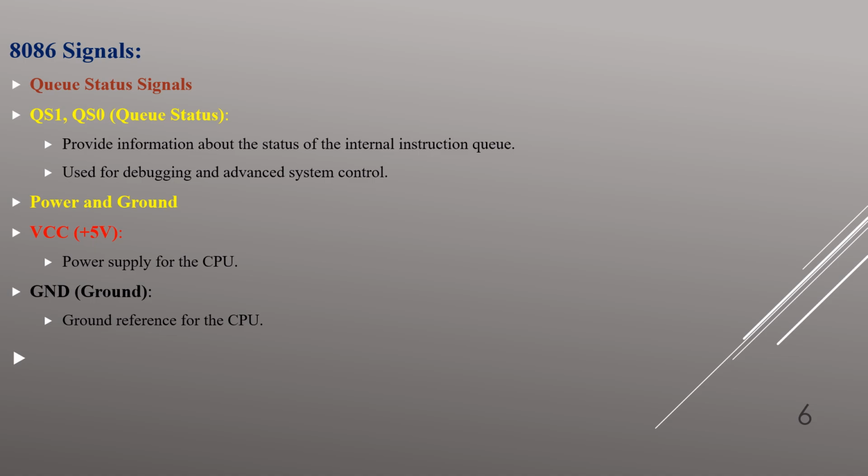And the last one is the power and ground pin. As we all know, the power and ground pins, that is the positive and negative, are required for every electronic component to power on the device. So the power supply for the CPU is positive 5V, and the ground is the ground reference of the CPU. So up to this point, it's clear, all the pin configuration of the 8086 microprocessor.